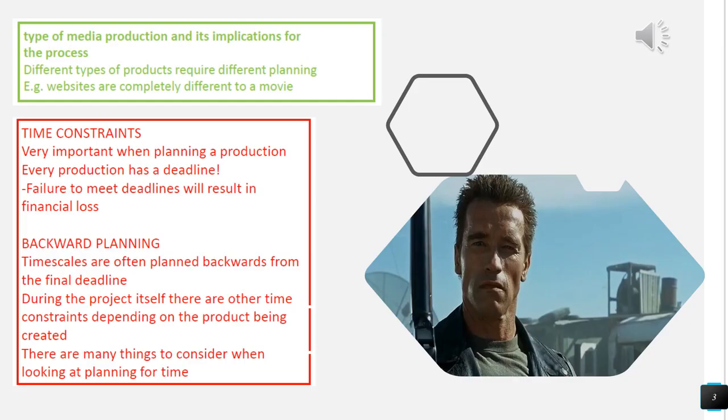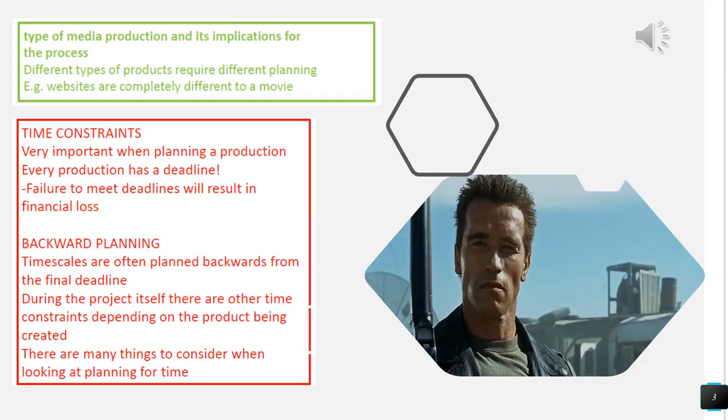So first of all, the obvious big thing that's going to have an effect on your production is what type of production it is. If you were creating a website, for example, that is going to take a lot less time than doing a big Hollywood blockbuster movie. So these are the things that you need to think about: what is the type of production and how is that going to affect things differently. So different types of products are going to require different planning.